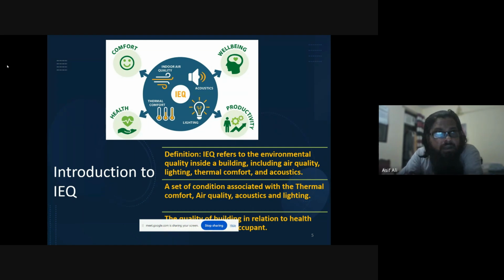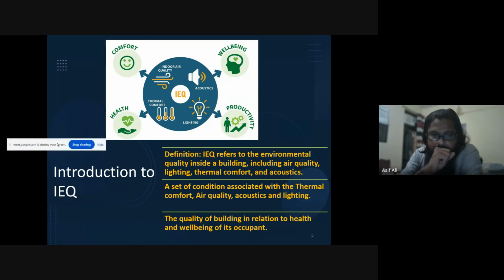When our houses are next to highways or roads which are full of transport, every time we listen to the buzz of a bus, or sometimes the horn and everything. That may be comfortable for some people, but unconsciously it is irritating us, and sometimes it is affecting our ears, I mean the sense of hearing. So these are the four factors on which we will discuss today how they affect our health. So the quality of a building in relation to the health and well-being of its occupants is called indoor environment quality.